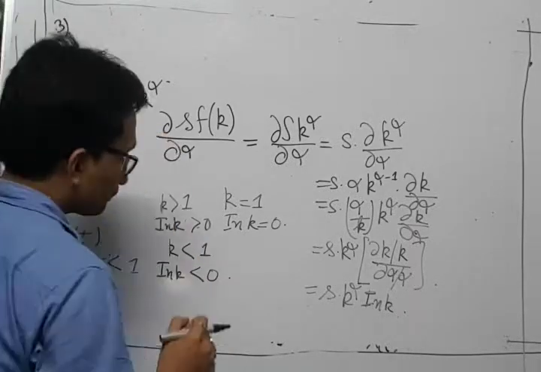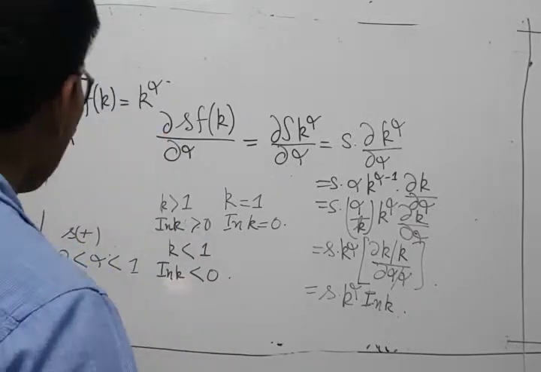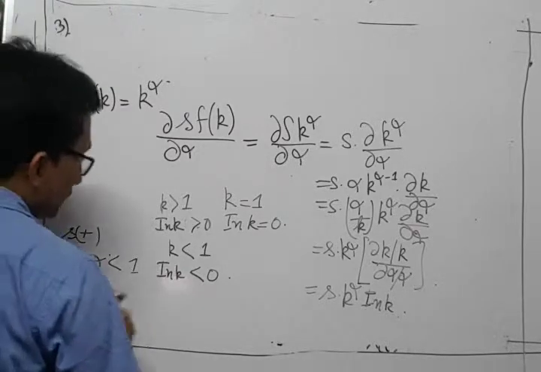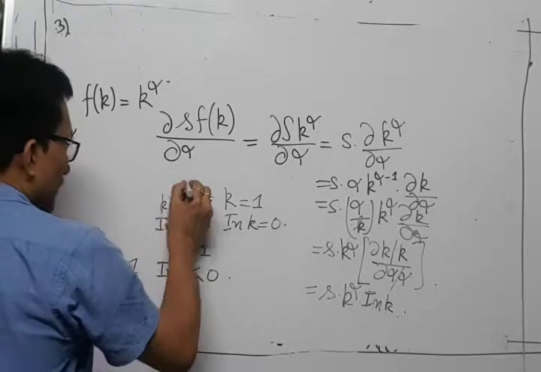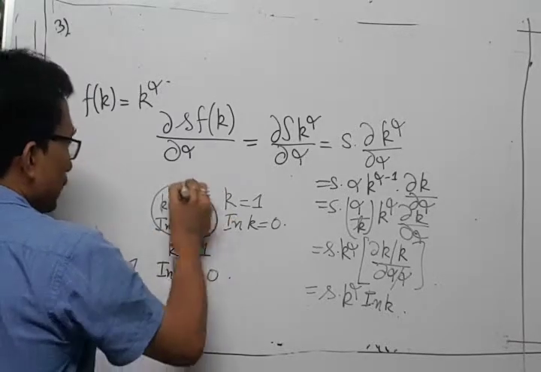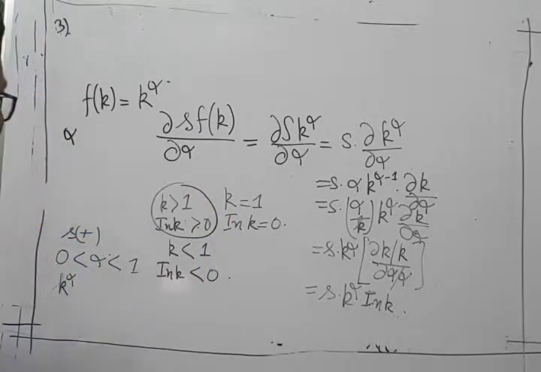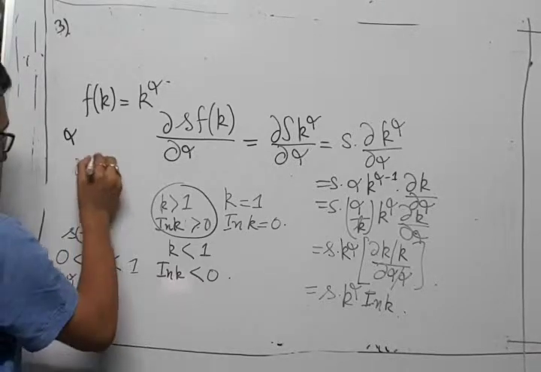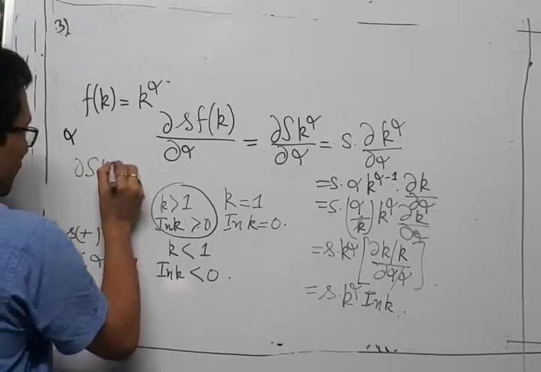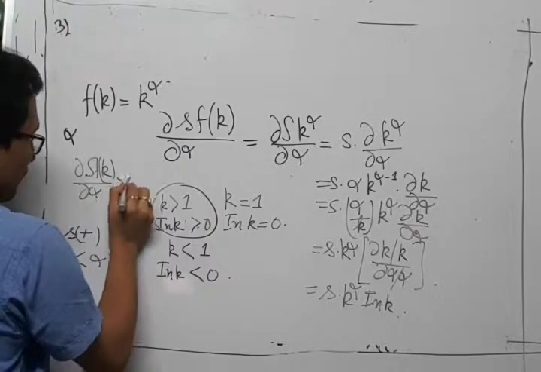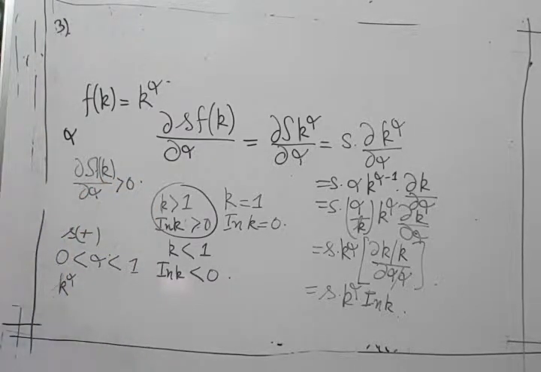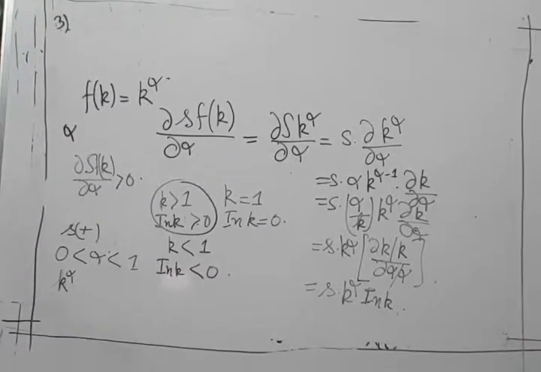So now we will show one of these situations, whereby k is greater than 1, and hence del of s f(k) by del alpha will be greater than 0. That means s f(k) is rising when alpha is also rising. So we will show this graphically now.